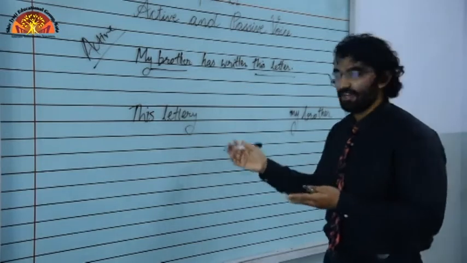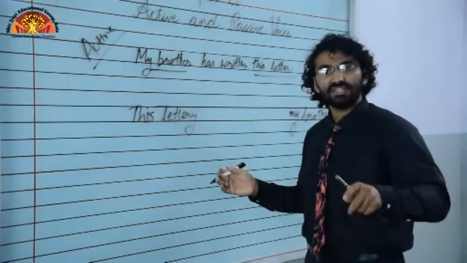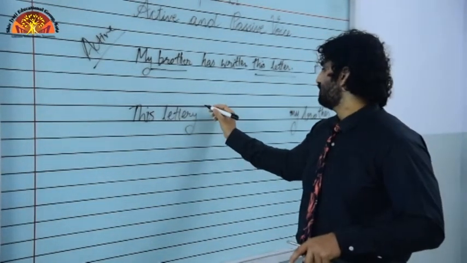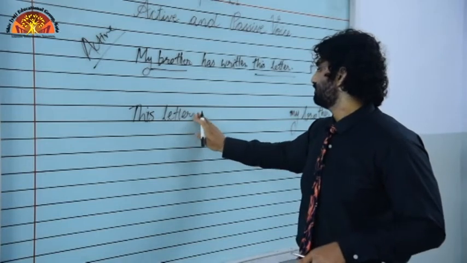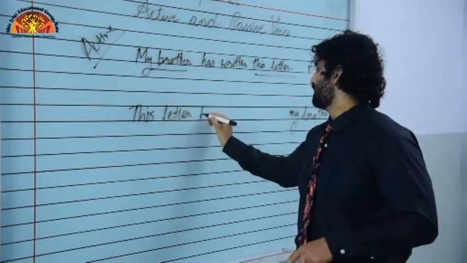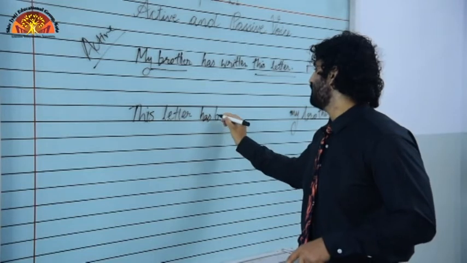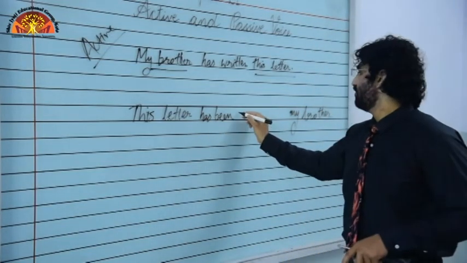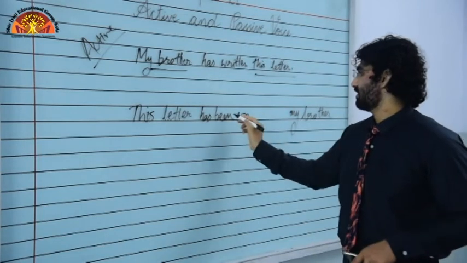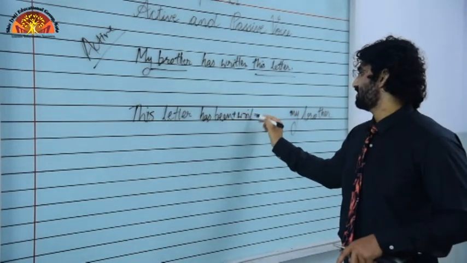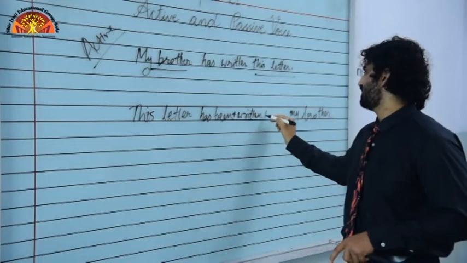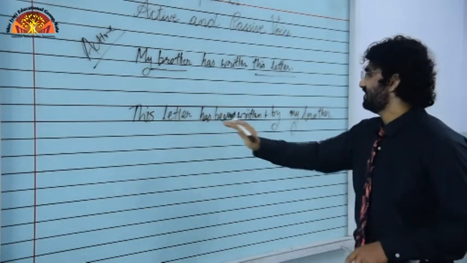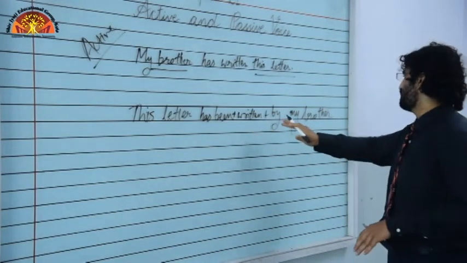We will bring in the helping verb, which will be, in this case, has been. This letter has been written, plus past participle, plus by. This letter has been written by my brother.